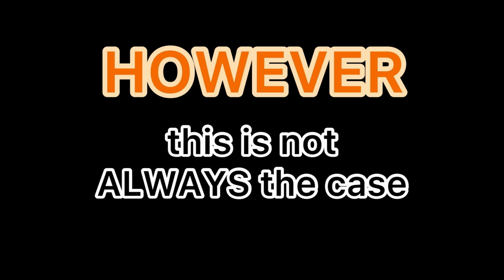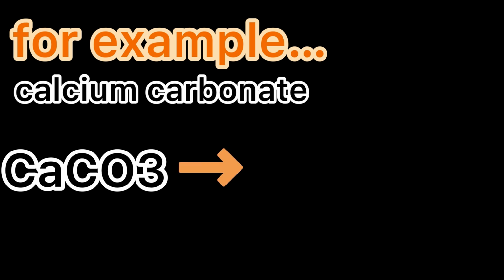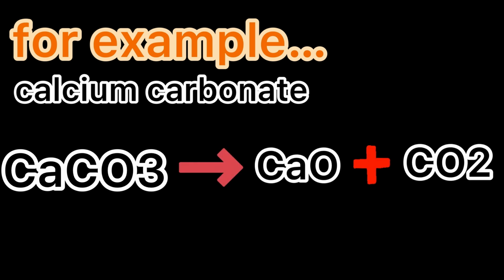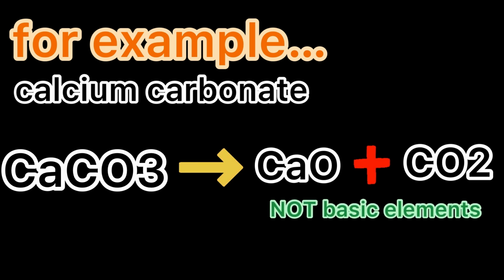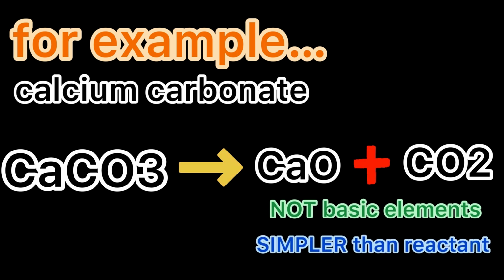However, this is not always the case. For example, calcium carbonate can be broken down into calcium oxide and carbon dioxide. Here, the products are not basic elements like calcium, carbon, and oxygen. But because the calcium oxide and carbon dioxide are still less complex than their reactant, which is calcium carbonate, this is still an example of a decomposition reaction.